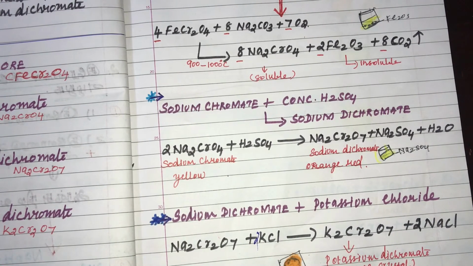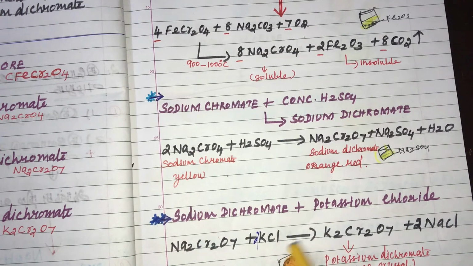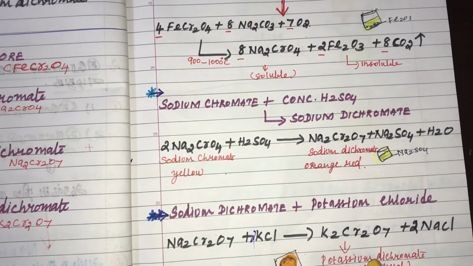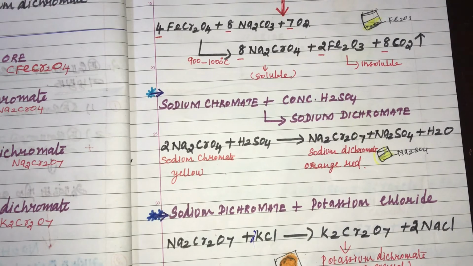So potassium chloride reacts with sodium dichromate. In the place of sodium, potassium gets substituted, forming potassium dichromate. Sodium and chlorine react to form sodium chloride, and here the sodium chloride crystallizes. The sodium chloride crystals are filtered and removed. In the solution, potassium dichromate is present. The hot solution of potassium dichromate, on cooling, gives crystals of potassium dichromate.